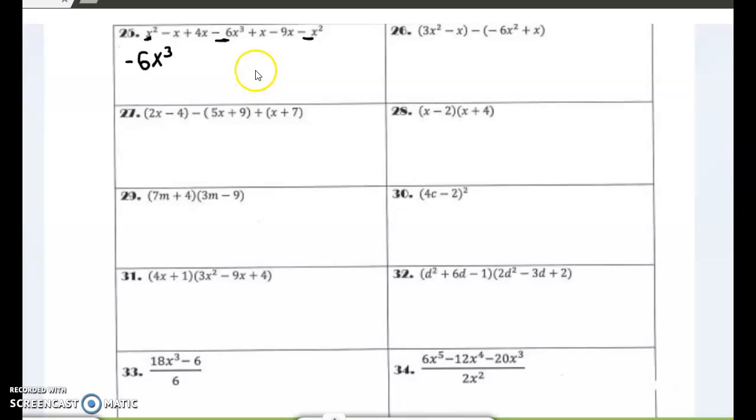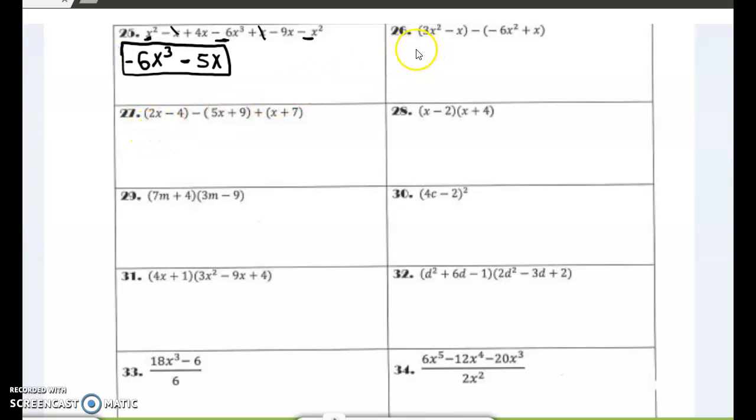Now I'm going to go for the x. Well, we got a negative x. Then you'll notice over here we have a positive x, so they cancel each other out. Then you're left with 4x minus 9x, which would be a negative 5x. And then we are done. So we have a cubic binomial.